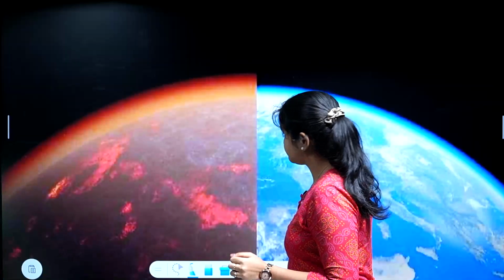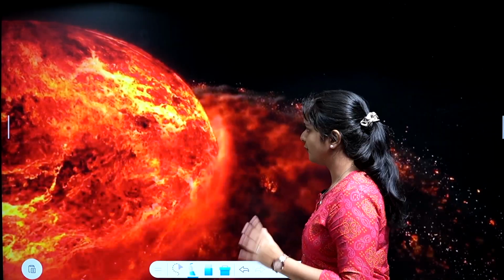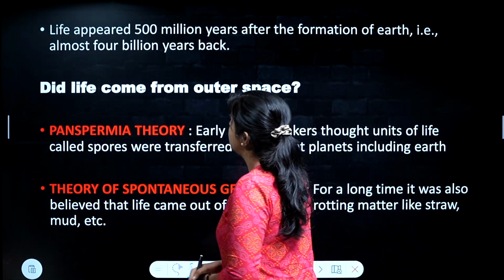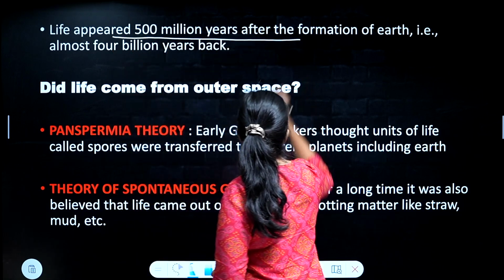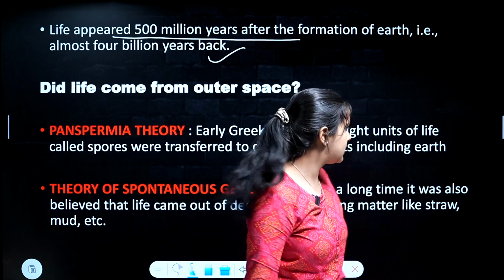Now moving on, this was just an image to show you how the early Earth was. It was like a molten globe, but right now Earth is the best place, the only place that you can live in. So that's about the origin of Earth. Now how did life arrive? According to scientists, life arrived about 500 million years after the formation of Earth, that is about 4 billion years back. So what did I tell you?